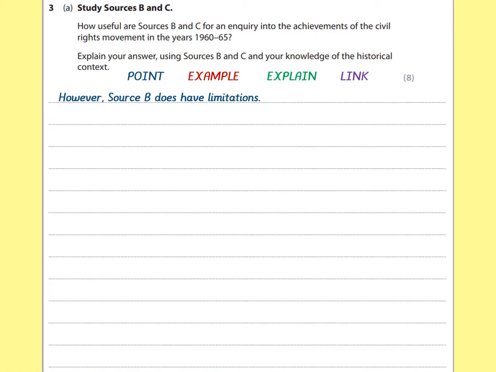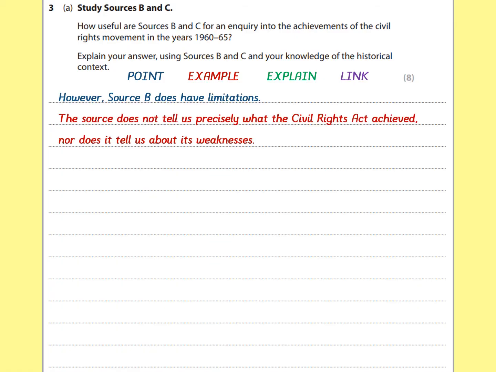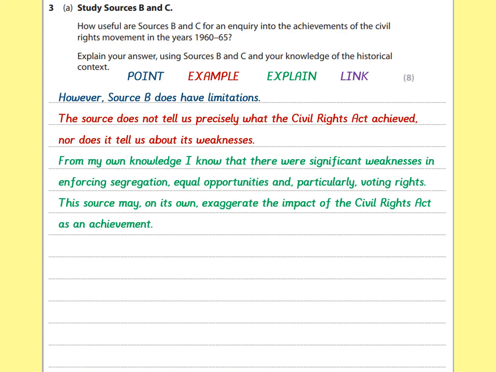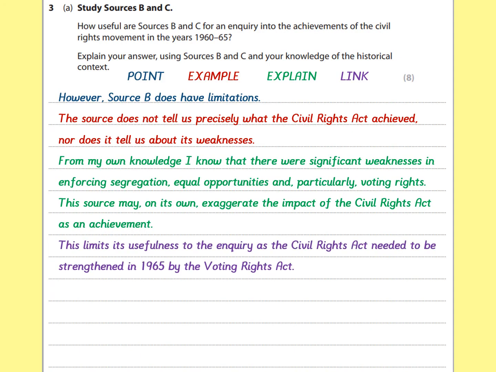However, source B does have limitations, and it's perfectly fine to recognise these. The source does not tell us precisely what the Civil Rights Act achieved, nor does it tell us about its weaknesses. From my own knowledge, I know that there were significant weaknesses in enforcing segregation, equal opportunities, and particularly voting rights. This source may, on its own, exaggerate the impact of the Civil Rights Act as an achievement. This limits its usefulness to the inquiry, as the Civil Rights Act needed to be strengthened in 1965 by the Voting Rights Act.